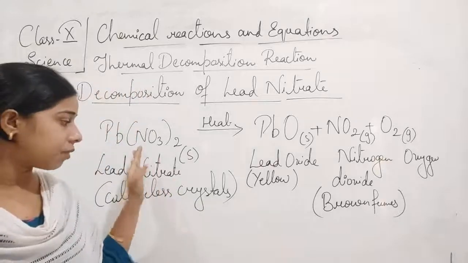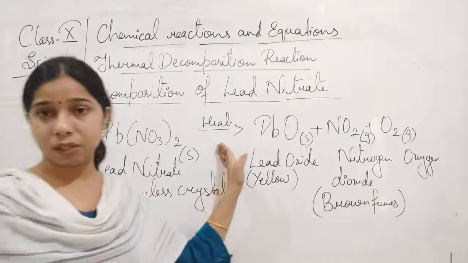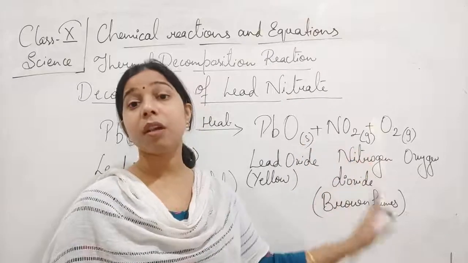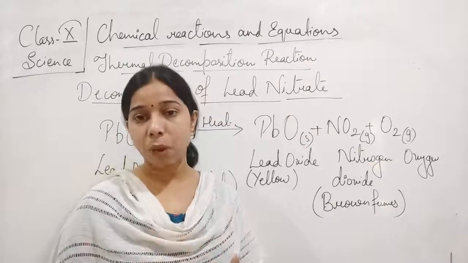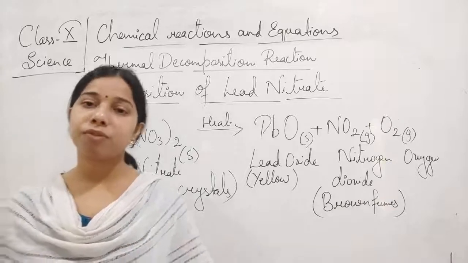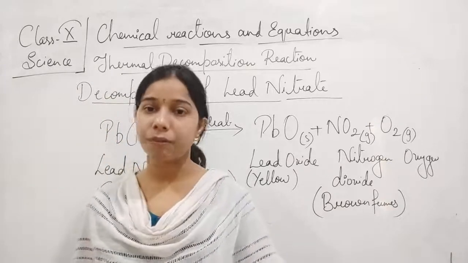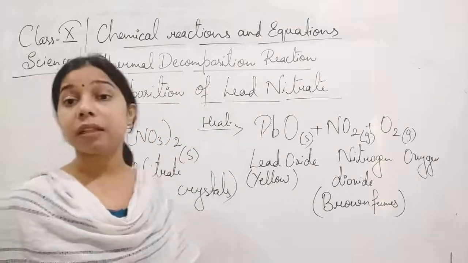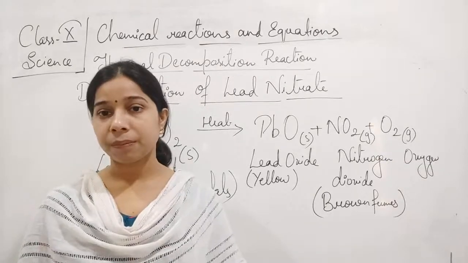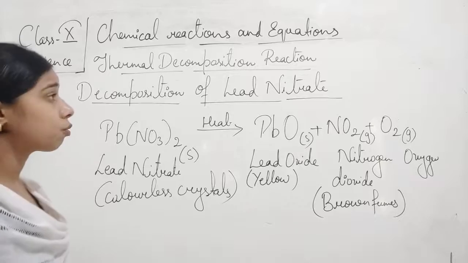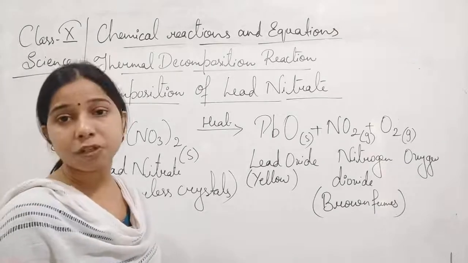Okay, so we have taken lead nitrate, which was a colorless crystal. When we supply heat to it, there is a formation of lead oxide, which is yellow in color, nitrogen dioxide, which comes out as brown fumes, and finally oxygen, which burns with a high flame, proving that oxygen gas is also evolving with it. So this is another example of a thermal decomposition reaction. There are a lot more, but we have seen two of the thermal decomposition reactions. I hope you have understood thermal decomposition reaction.